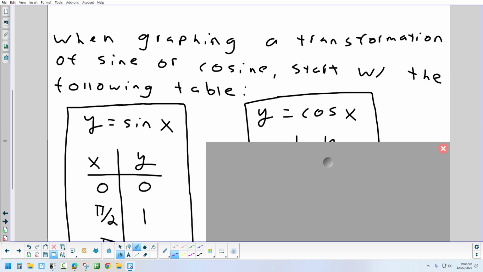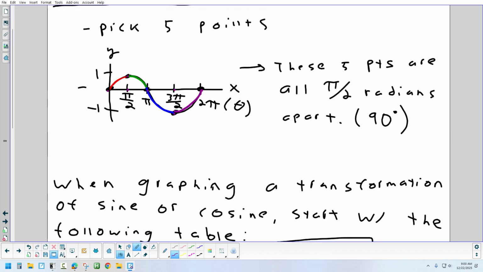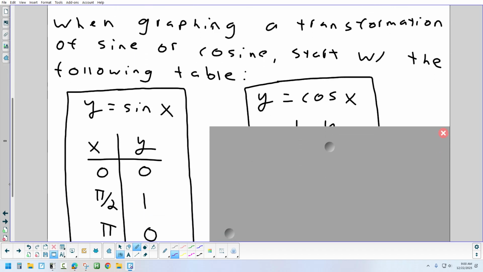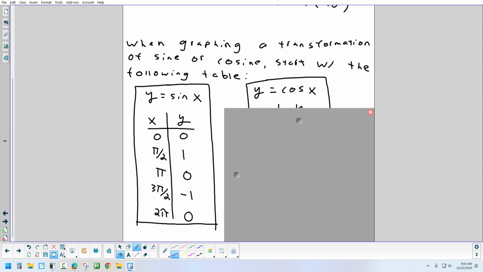Okay, so let's start with the sine table. So what I've done is I've written down all the points that I have graphed right there. 0, 0, pi over 2, 1, pi 0, 3 pi over 2, negative 1, and 2 pi 0. Okay, those values are just 0, 90, 180, 270, and 360, but in degrees.